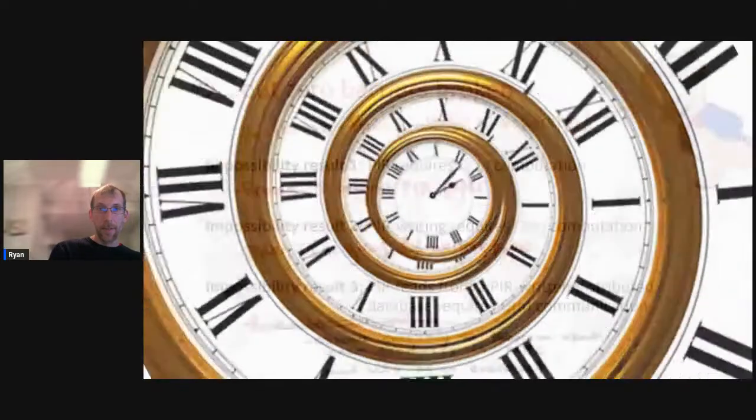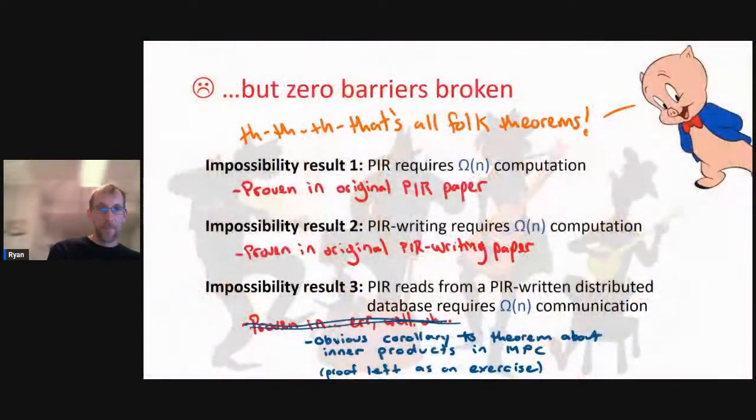All right, so we're going to go back in time again to this slide. So I mentioned here that there's these impossibility results. The first one was proven in the original PIR paper, the second one in the original PIR writing paper, and the third one is just kind of obvious.